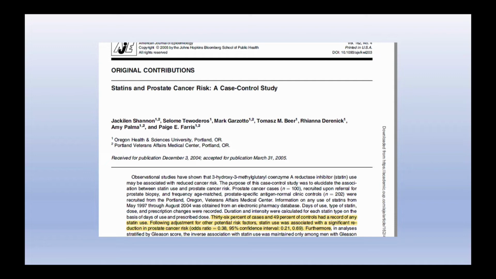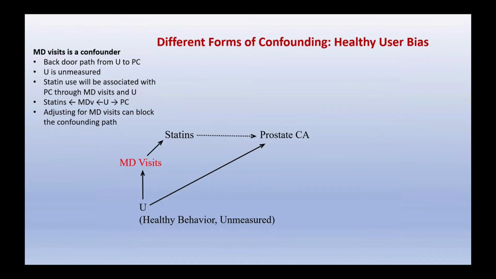And again, just in the context of a healthy user bias situation for this study, we can draw that diagram. A lot of the limitations of these studies come from what we call an unmeasured confounder, which is healthy behavior. And healthy behavior cannot be quantified in these studies. It's not a quantifiable entity. And that's why a lot of these studies are subject to biases that cannot really be controlled.